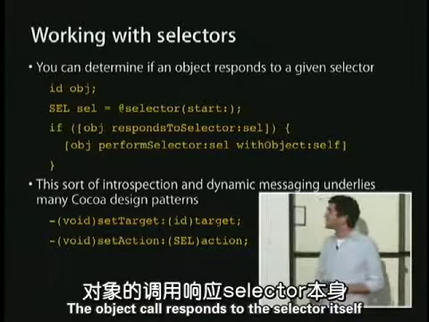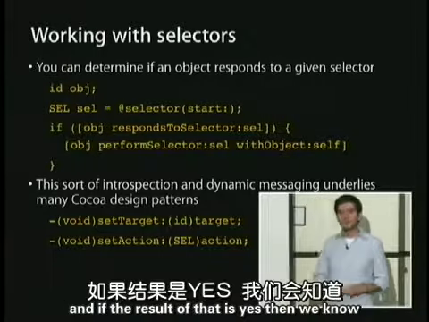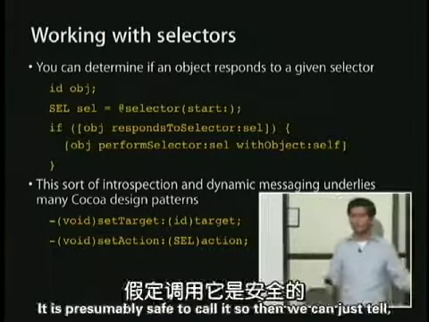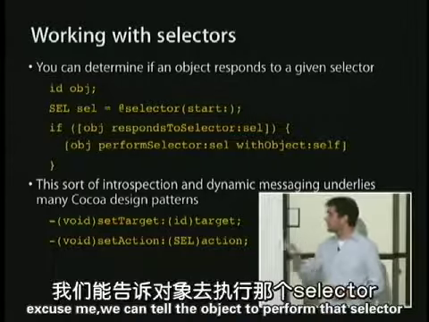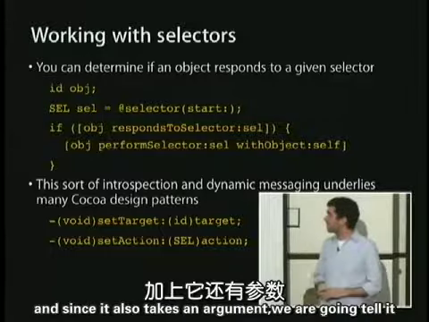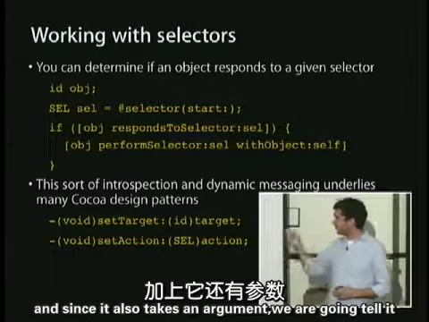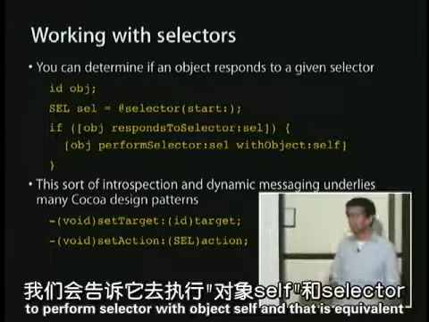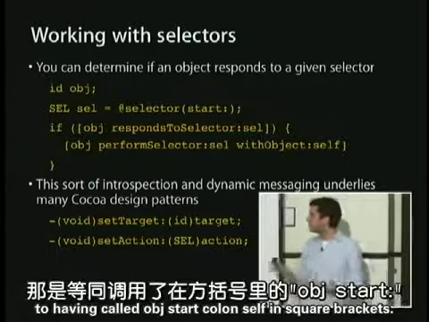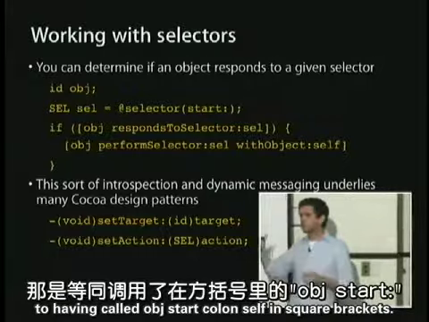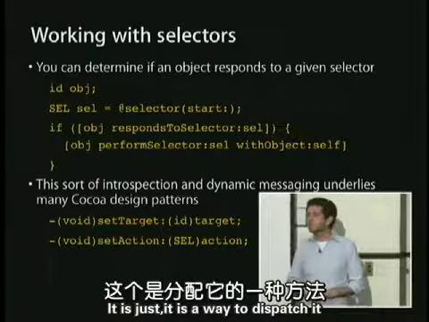The object calls respondsToSelector, and if the result of that is yes, then we know that that thing implements that selector. It's presumably safe to call it. So then we can tell the object to perform that selector. And since it also takes an argument, we're going to tell it to performSelector withObject self. And that's equivalent to having called [obj start:self] in square brackets.